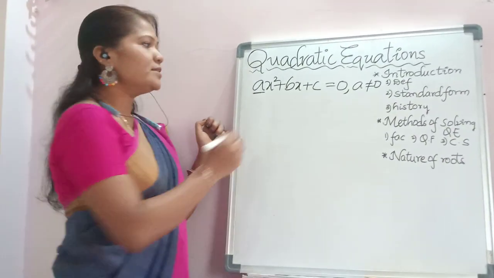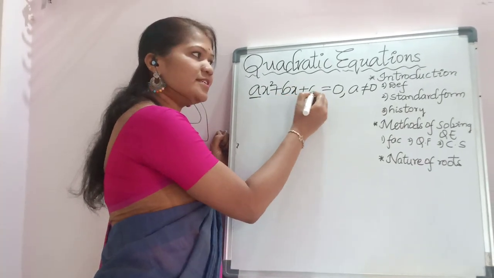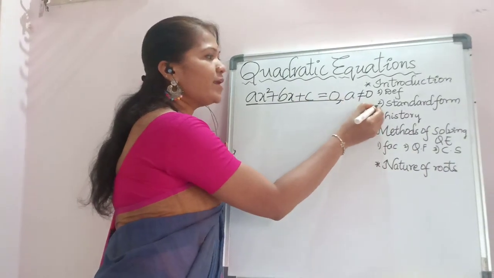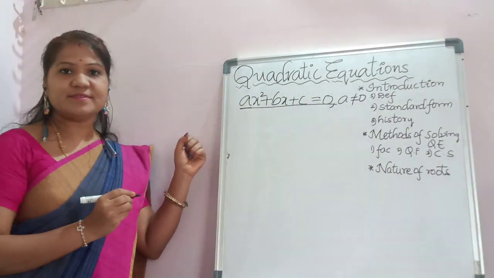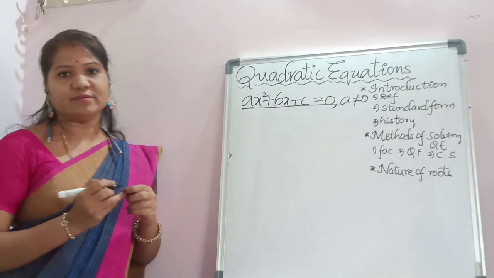Right? So what are these? a is the x square coefficient, b is the x coefficient and c is a constant. So this is said to be the standard form of a quadratic equation. Is it clear? So now coming to the history of this quadratic equation.